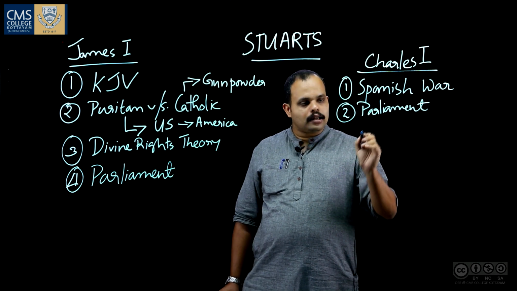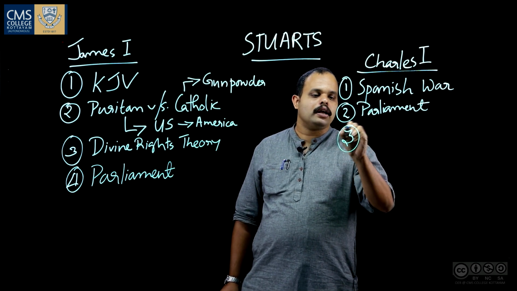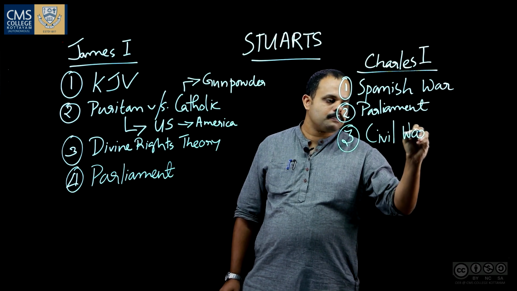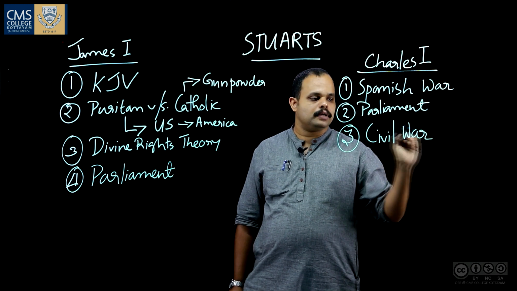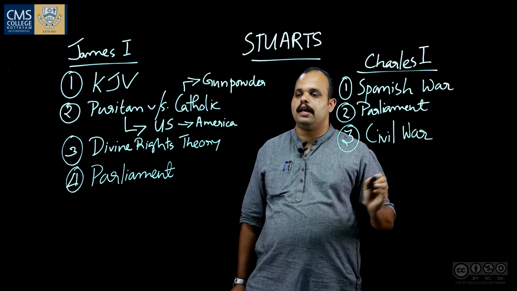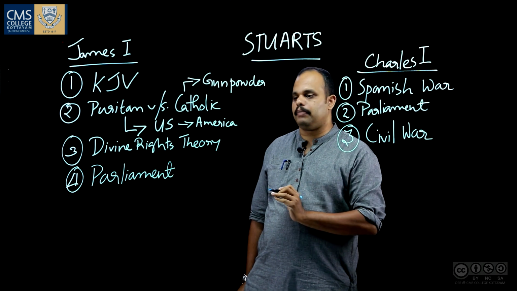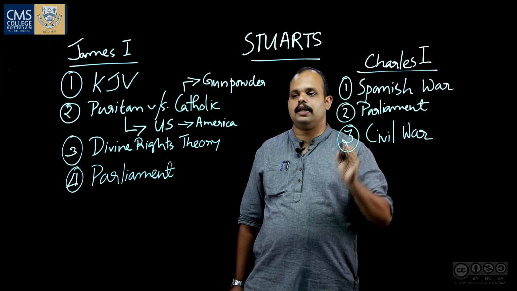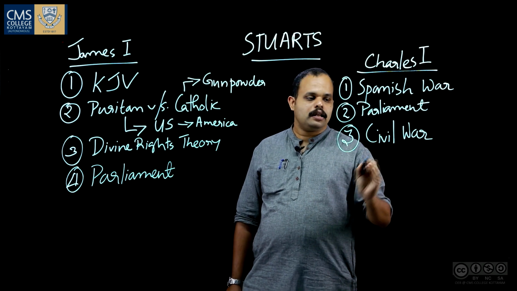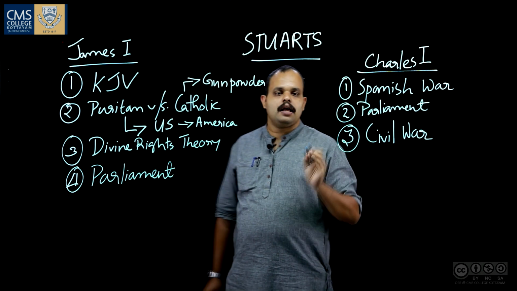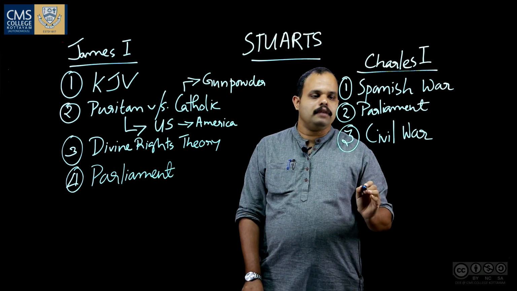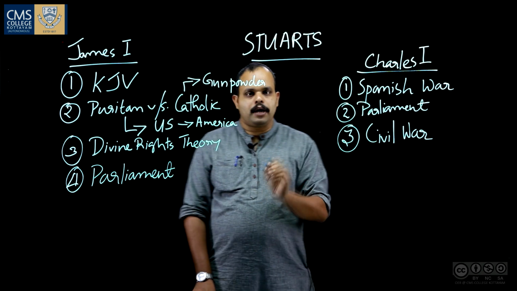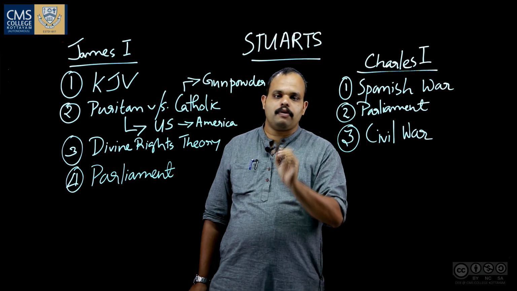Now, the end result of all his doings was the Civil War. And as part of the Civil War, towards the end, in 1649, you have Charles being beheaded by the people. The only monarch who was ousted by his own people in England was Charles I. Now, the Civil War was led by the people, particularly a person called Oliver Cromwell. Oliver Cromwell took charge as the next ruler, but he never used the title of a monarch.